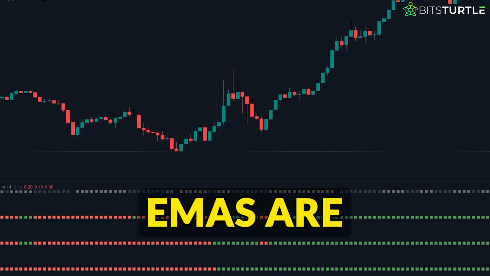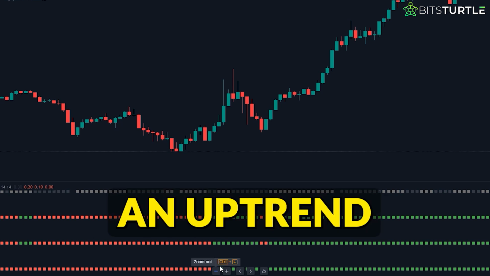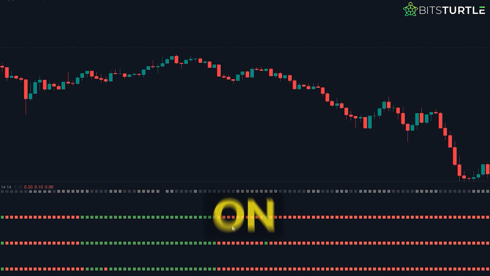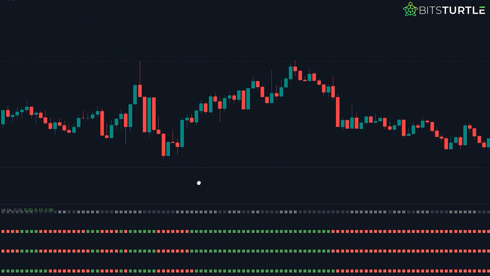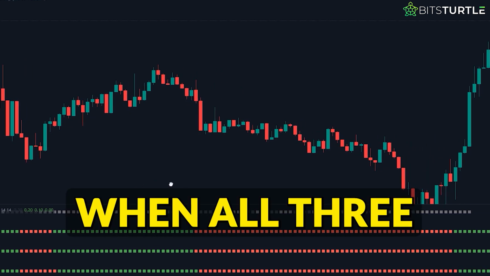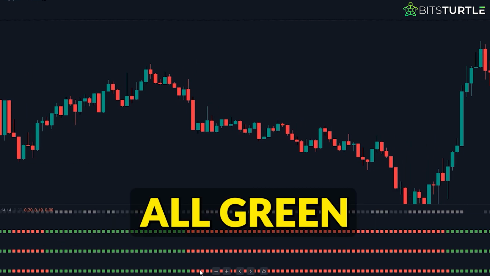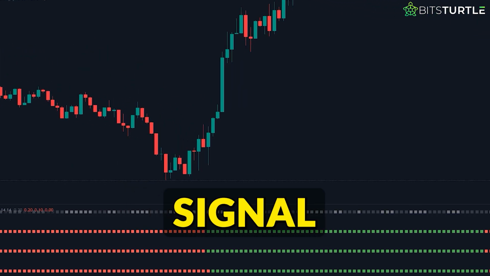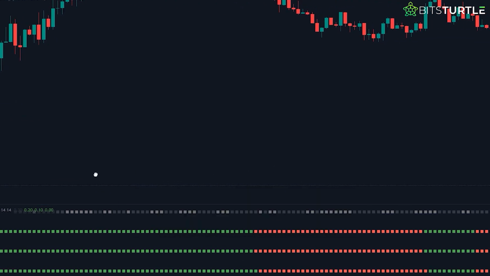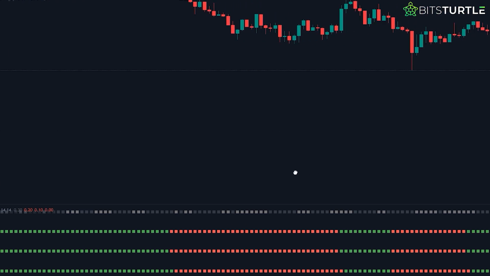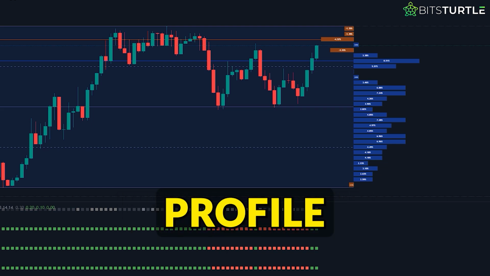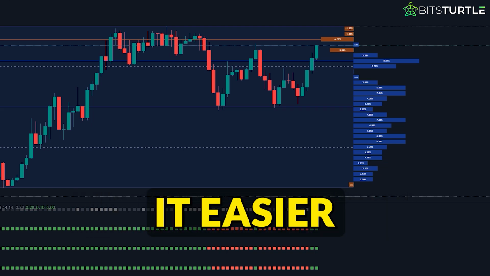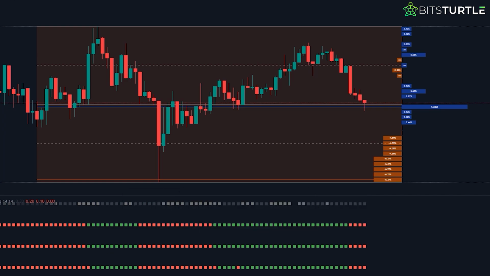If all 3 EMAs are green, this tells us that the market is in an uptrend, meaning prices are going up. On the other hand, if all 3 EMAs are red, it means the market is in a downtrend, with prices dropping. It's important to note that this indicator is all about confirmation. When all 3 EMAs are aligned, either all green or all red, it's a strong signal that the market is moving in that direction. This helps us avoid entering trades when the market is choppy or uncertain. Using the EMA trend meter alongside the range sentiment profile gives us double confirmation, making it easier to spot clear trends and avoid risky trades.